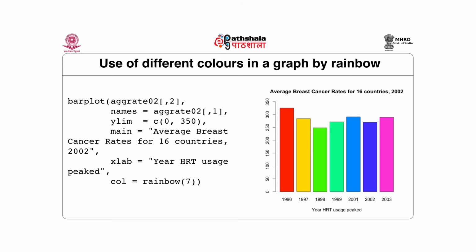Here is an example where we have decided to use a rainbow coloring graph. We have again taken the same data, that is, we have decided to use aggregate percentages, the average of the breast cancer rates in the years in which HRT rates peaked, and then we have decided to use the aggregated barplot values. But note here that we have about 7 different bars.